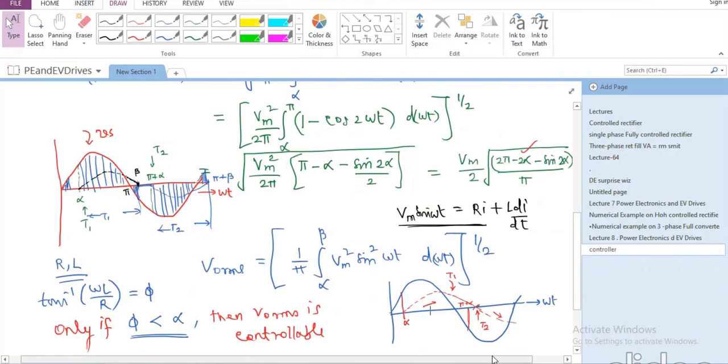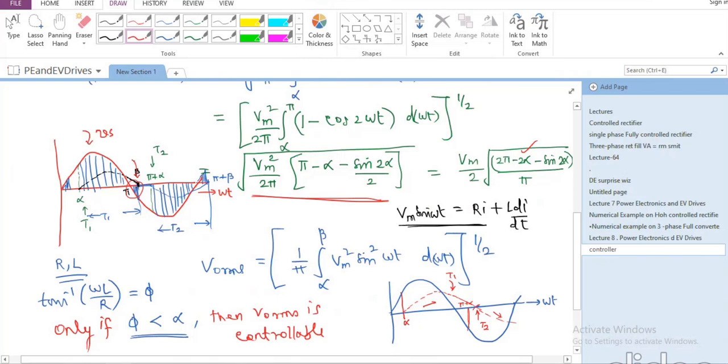You can very clearly see that the current waveform here also is spilling beyond pi. And that is the reason why this portion of the output voltage, which is actually coming into the negative half cycle, is also available when you look at the load voltage. So the bottom line is, as long as you have a pure resistive load, you would be able to calculate the exact value of the output voltage in terms of RMS.